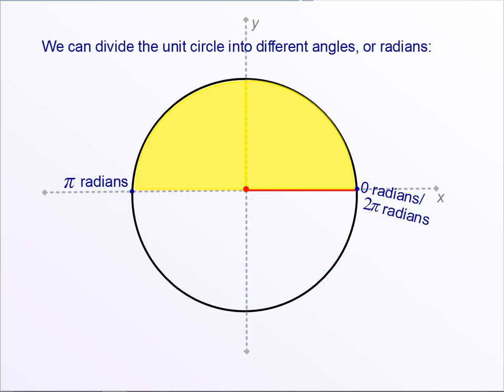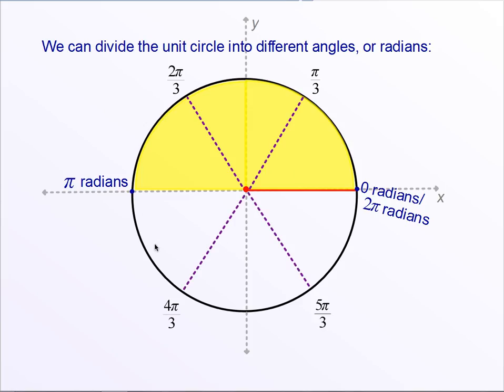Let's go back to our original pi radians, and this time let's split it into thirds. So here is 1/3 of the weight of pi, 2/3 of the weight of pi, and 3/3 of the weight of pi. So I have pi thirds, 2 pi thirds, and 3 pi thirds, which is the same as 1 pi. I can do that to the other side of the circle too. So now I have 4/3 pi, 5/3 pi, and 6/3 pi, which is the same as 2 pi.